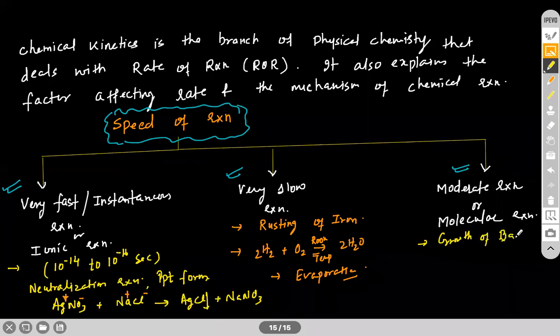Growth of bacteria, okay? And suppose we have dissociation of H2O2 to O2, okay? Even the formation of ammonia from N2 plus 3H2. So all these are moderate reactions, okay? Now, why are we discussing all these three things here? Because when the reaction is very fast, you see this?